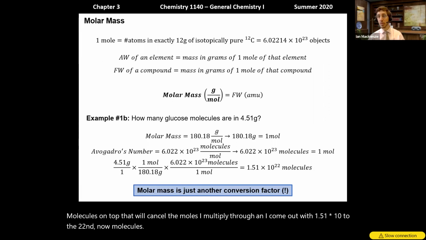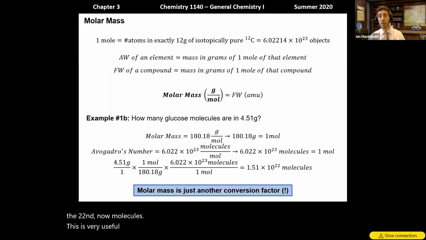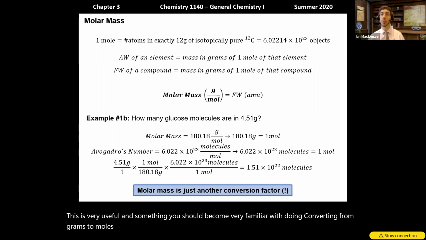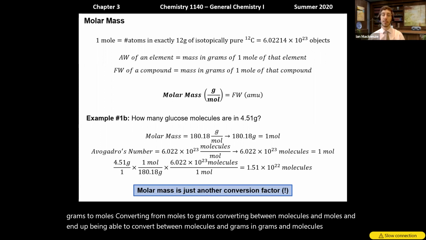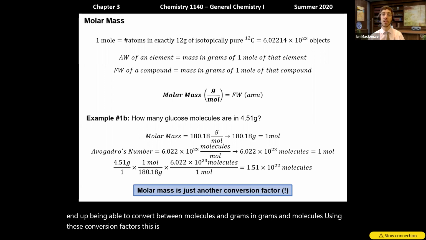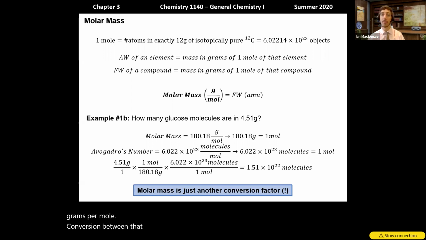This is very useful and something you should become very familiar with doing: converting from grams to moles, converting from moles to grams, converting between molecules and moles, and ending up being able to convert between molecules and grams using these conversion factors. This is the power of the unit mole, and knowing that the molar mass, or grams per mole, conversion between that and simple atomic mass units that you would get from the periodic table.